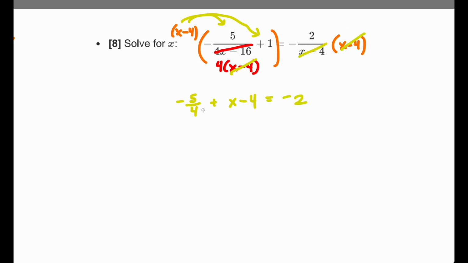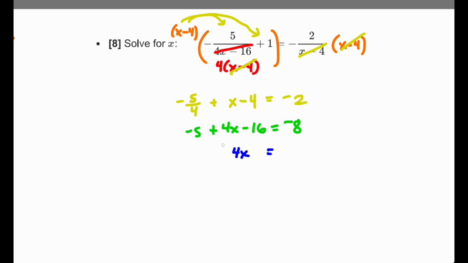From here, again, I just don't want to really have to babysit that divided by 4. I don't like fractions, so I'm going to multiply everything by 4 just to make things a little bit easier. If you don't like doing this step, then don't. It's completely up to you. There's only a 4x there, so I'm going to keep that there.